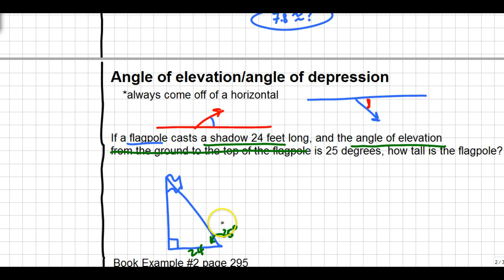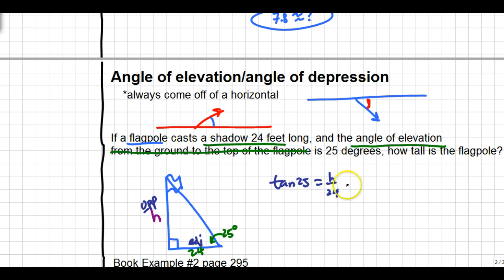So now we have everything we need. We're trying to find the height of the flagpole, so I'm going to call that missing side H. Know that you could have called it anything like X or F for flag or T for tall. Based on what we have, I see that this angle and H are opposite of each other. The angle and the 24 are adjacent to each other. Since I've got O and A, that's a tan problem. So I'm going to say tan 25 is equal to H over 24.